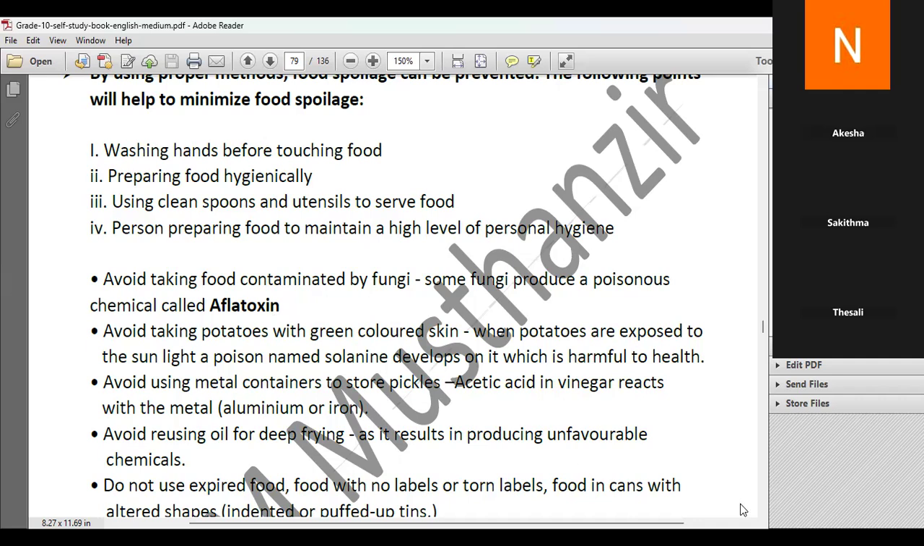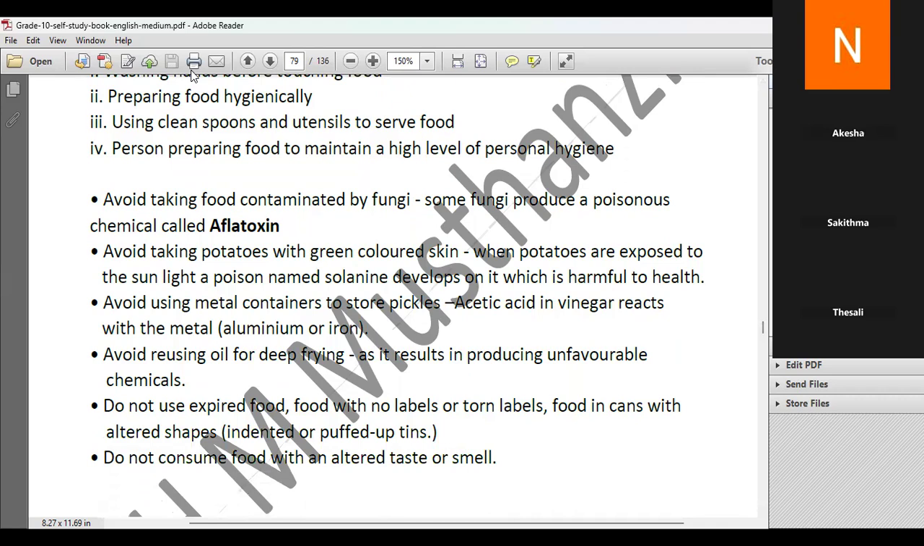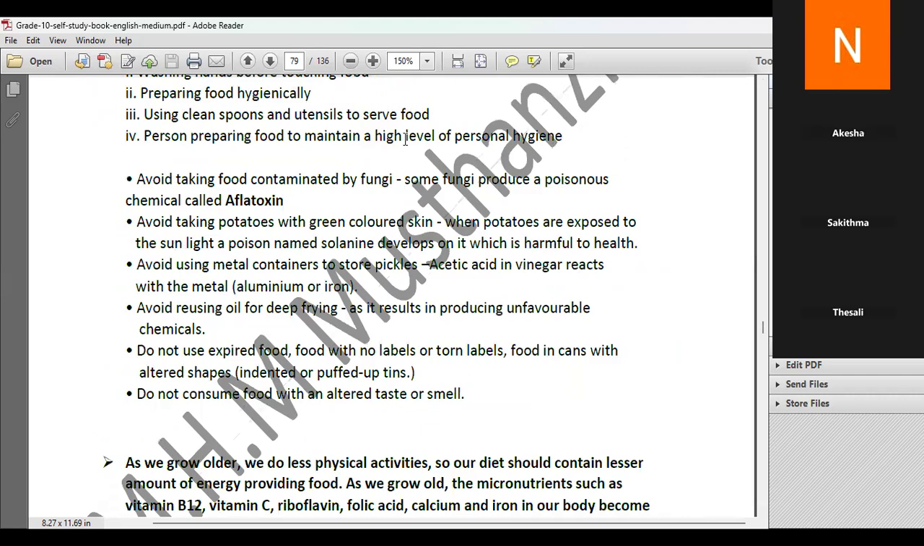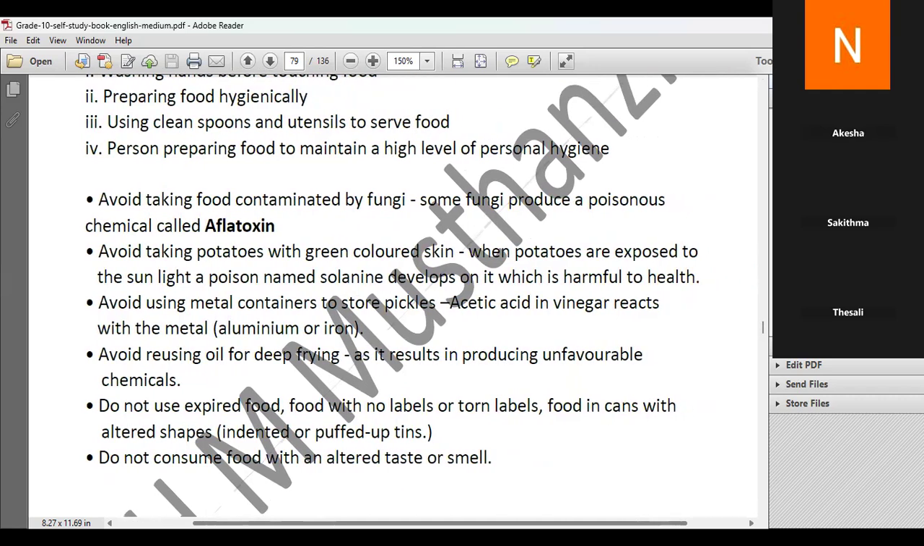The other things you already know. We say that they are not good to eat. For example, when we take potatoes, if they have turned green, they are not good to eat. Why is that? Avoid taking potatoes with green colored skin when potatoes are exposed to sunlight. A poison called solanine develops on it, which is harmful to health. And avoid using metal containers to store pickles.